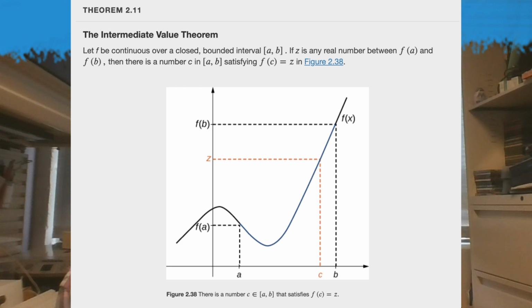Now this is used a lot for finding roots of something. If you remember, roots are when the function is set equal to 0. So you can imagine your z value being 0, and then if you have a number that you put into the function, you get a negative, and another number you put into the function, you get a positive. Then if the function is continuous, at some point between those 2 points you'll have to cross the x-axis. So this is your intermediate value theorem, sometimes called the IVT.